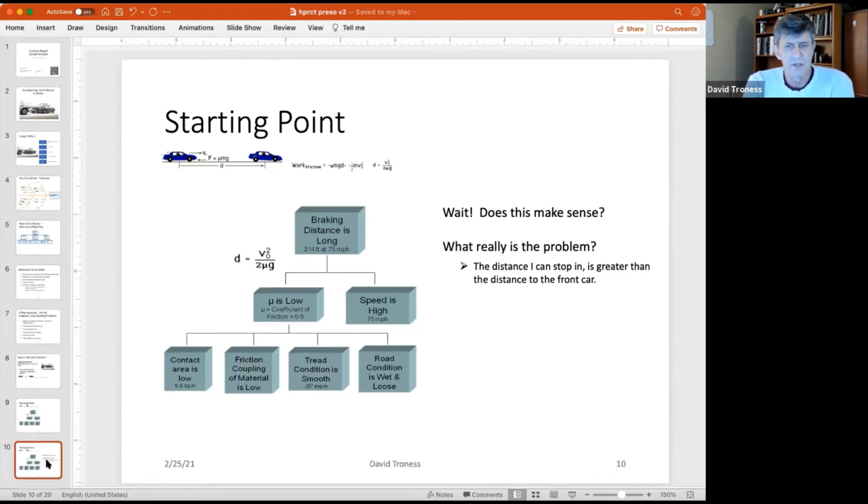And so the next iteration of defining the problem, I thought of as, well, it's not just that it takes a long time to come to a stop, it's really that the distance I'm capable of stopping in is longer or greater than the distance to that front car. So there's an overlap, which means we will collide. And again, that might not be it, but we continue down that path, keeping completely open to realizing, oh, I wasn't thinking clearly enough, tear that up, let me start over here.